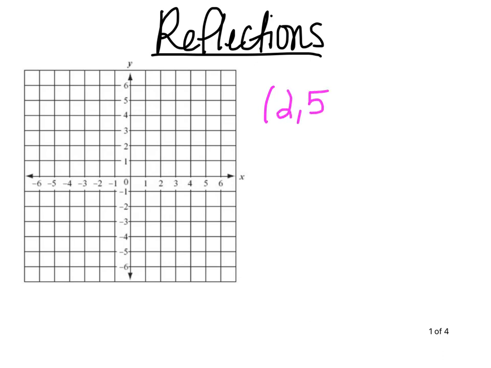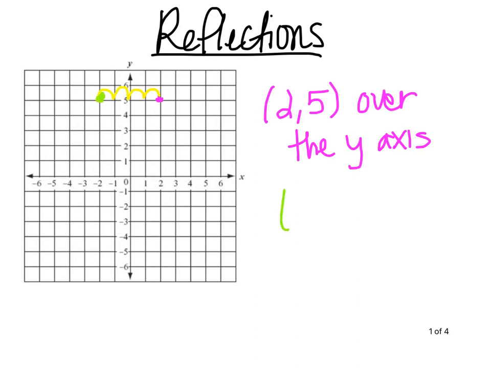So let's say we want to reflect that over the y-axis. Okay, so we'd have to graph that point (2, 5). And then to reflect it, we want to count to the y-axis, 1, 2, and then count the same amount the other way, so 1, 2. Okay, so our new point after the reflection would be (-2, 5).